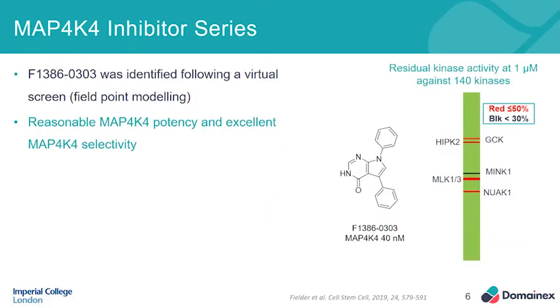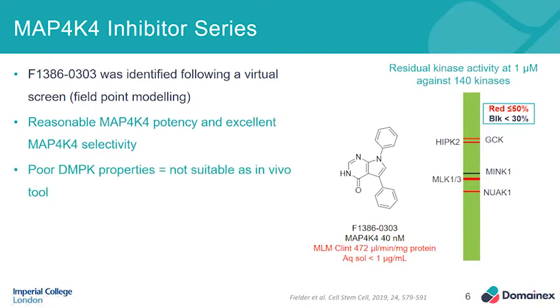The starting point for this program was the molecule shown here, F1386, which was identified following a virtual screen. As you can see, this compound has reasonable MAP4K4 potency and excellent MAP4K selectivity. On the right-hand side, we've got a heat map showing the activity against a panel of 140 kinases, and only MINK1, which is approximately 90% homologous with MAP4K4, showed similar levels of activity to MAP4K4. A handful of other kinases had some activity, but it was a window of about 10-fold.